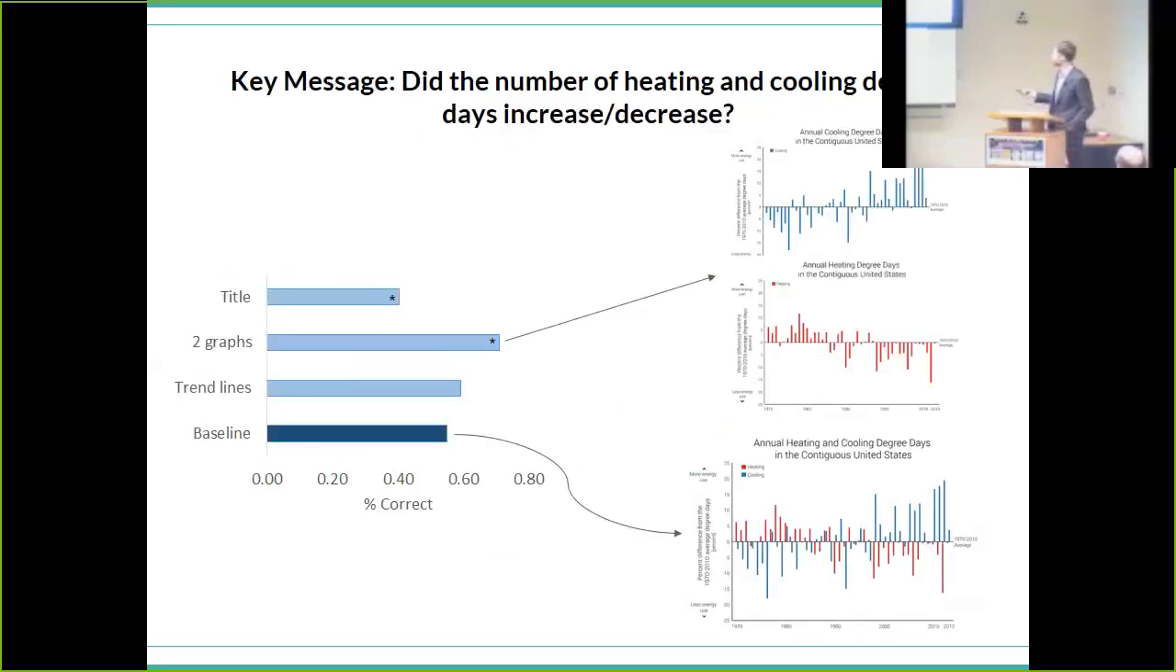So what we found is that trend lines didn't do a whole lot. Adding two graphs did a lot. People could actually see what's going on in a much easier way. The title ended up actually doing less well. And if I remember correctly, it's because of the chain of thought that has to go through understanding what's going on with the indicator and what that means for energy use. The title only described what was on the image itself and not what it meant for energy use, which was the key message.